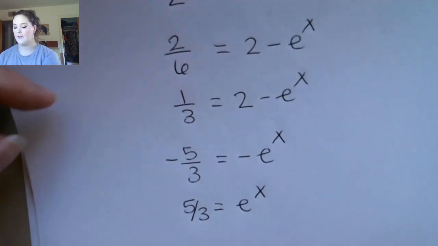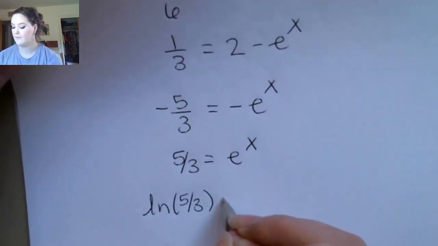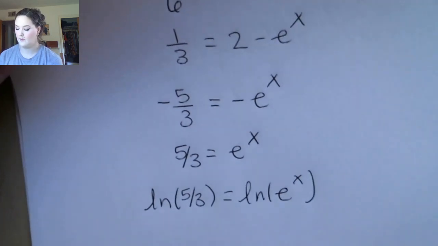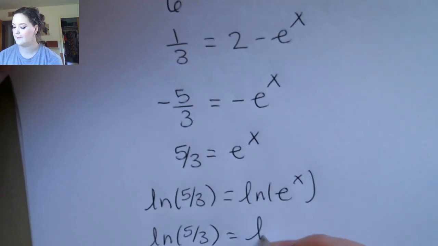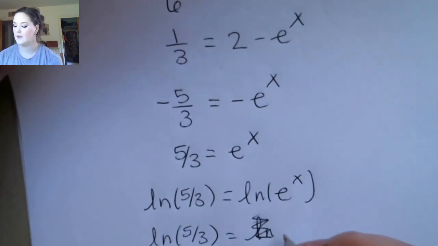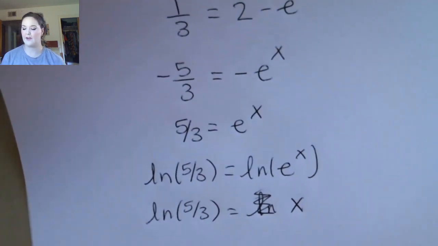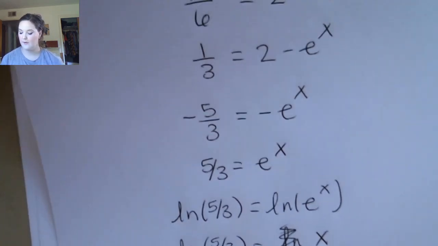Now to get rid of the e to the x, I'm going to take the natural log. This doesn't simplify, and this side does simplify just to x. So that would be my final exact answer. If you wanted an approximate answer, because this is the natural log, you could just plug it right into your calculator already in this form.